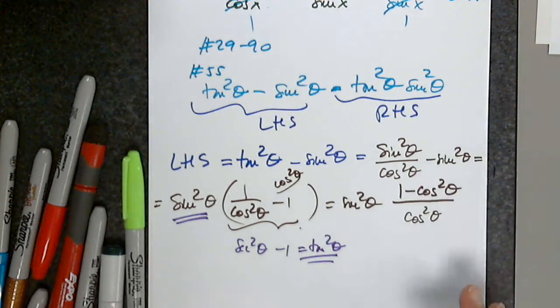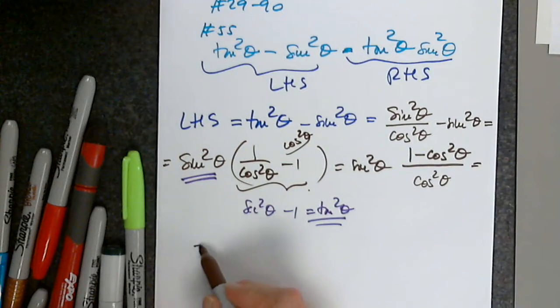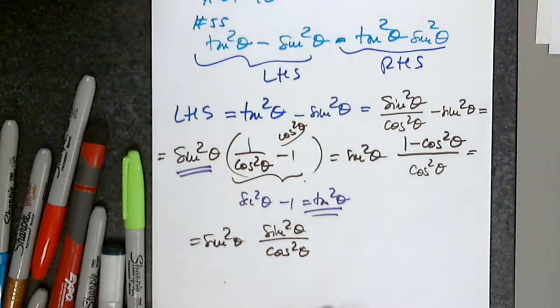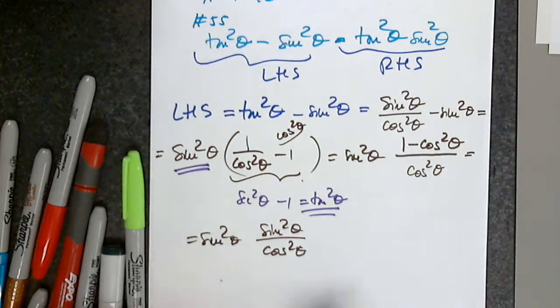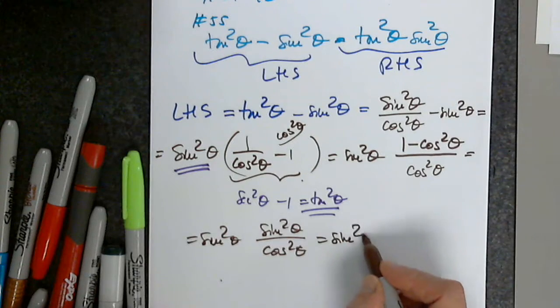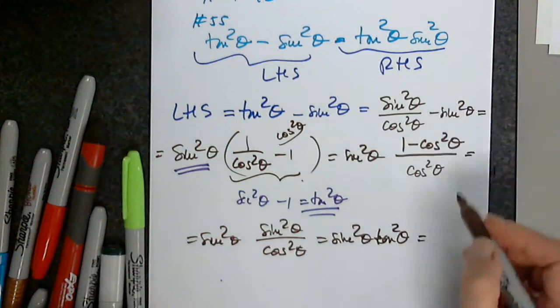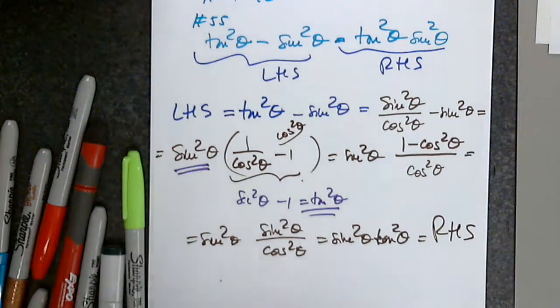How much is 1 minus cosine squared? Good. How much is sine squared over cosine squared? Good, so we are done. Sine squared times tangent squared equals the right-hand side.